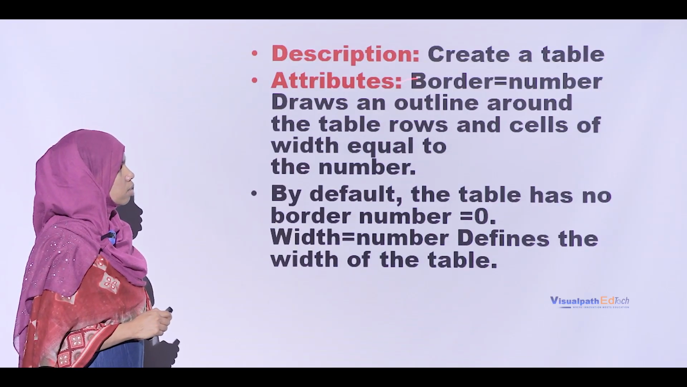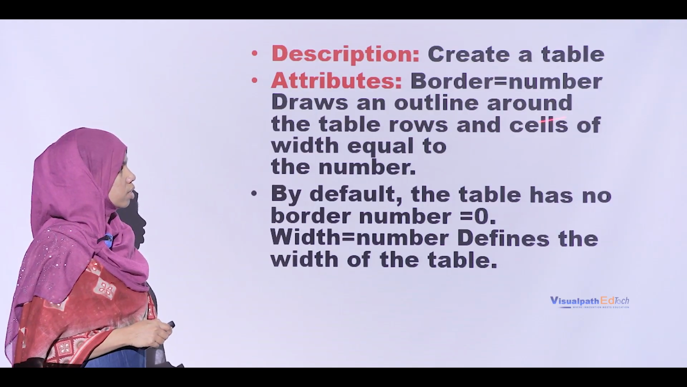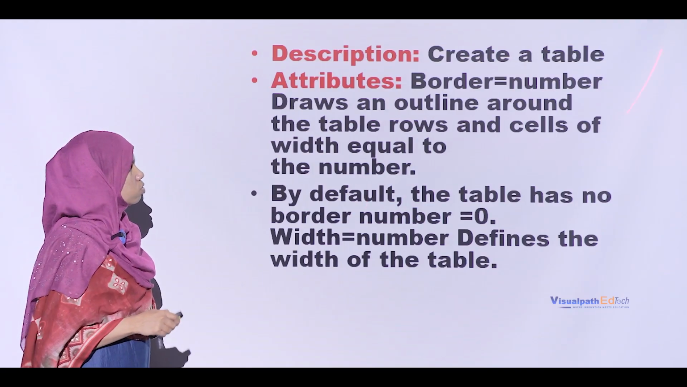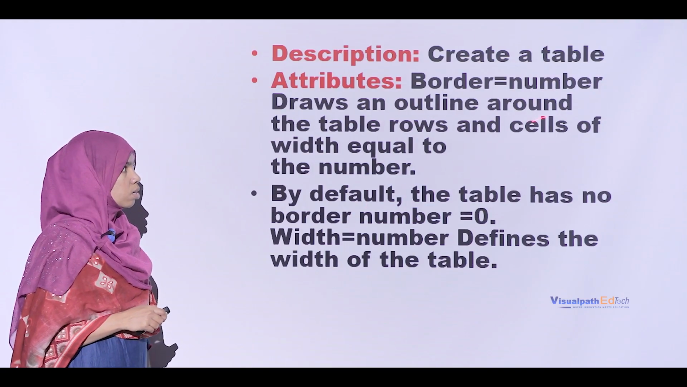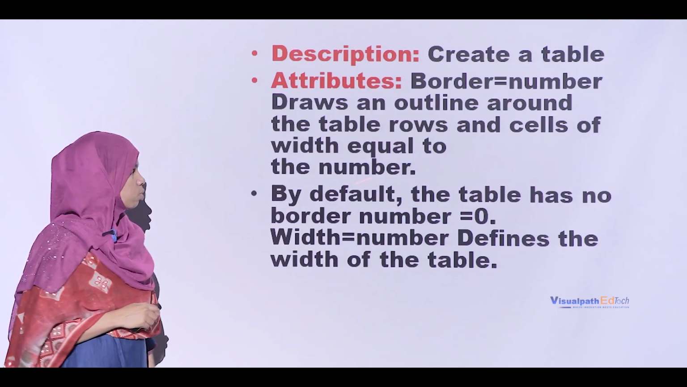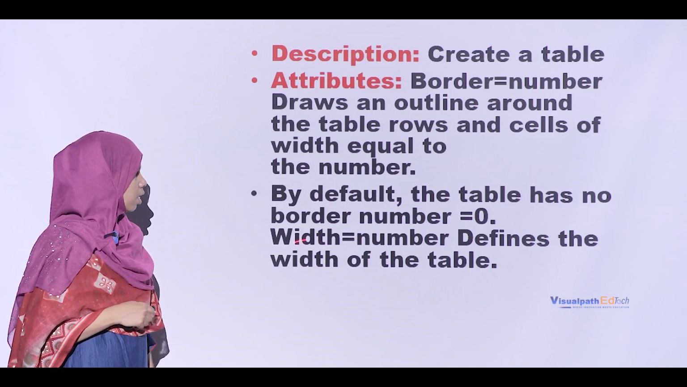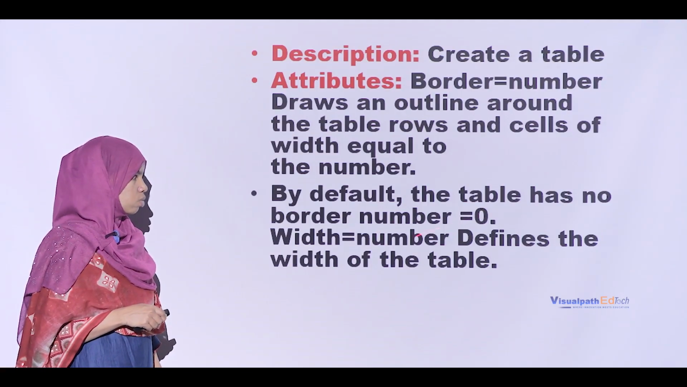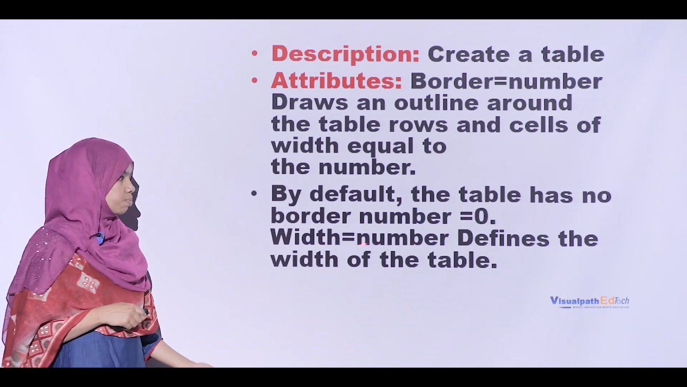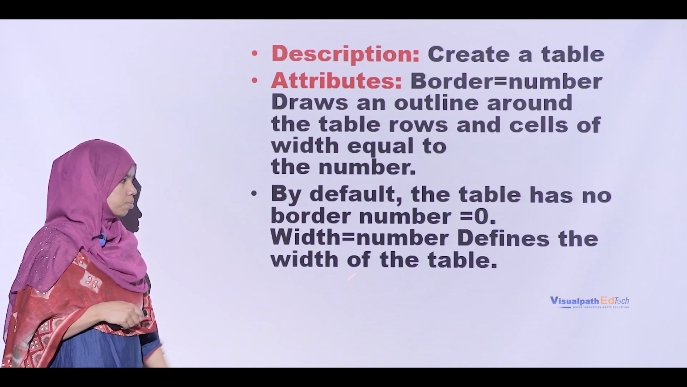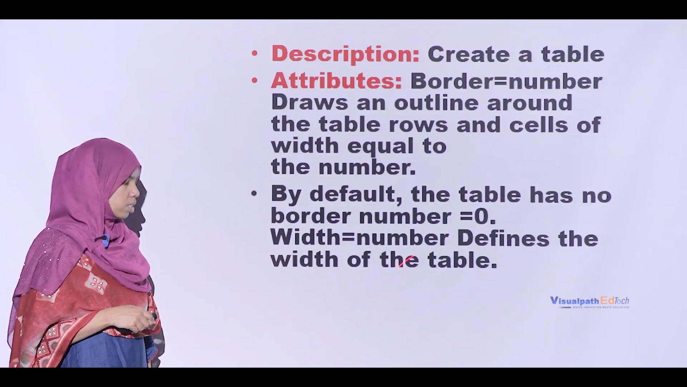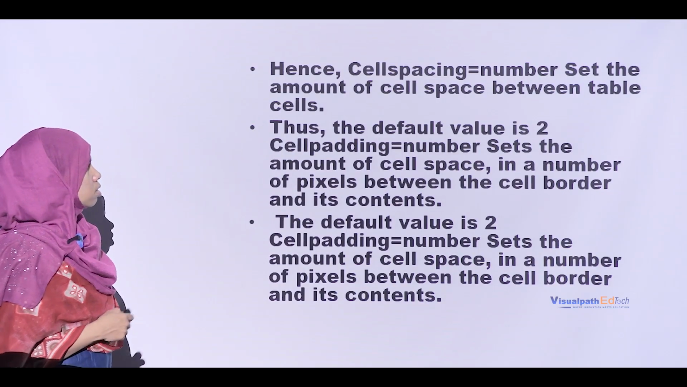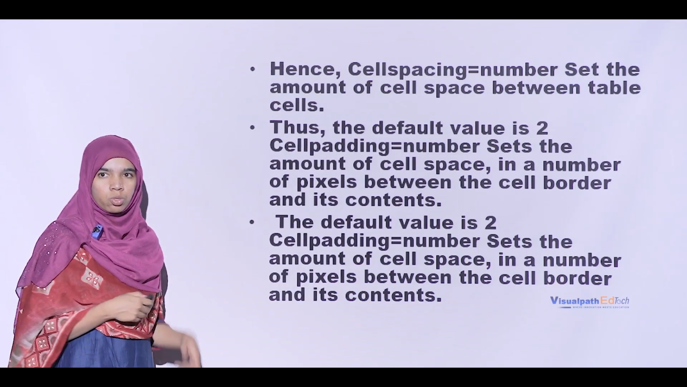What are the various attributes we have under it? We have border, like an outline. This draws an outline around the table, that is rows and cells equally, with the width given to it. By default, the table has no border. If you don't want any border, you set it as 0. If you want to set some width, you define a number here, how much width you want to give for this particular table. Hence, you can apply borders to your table.